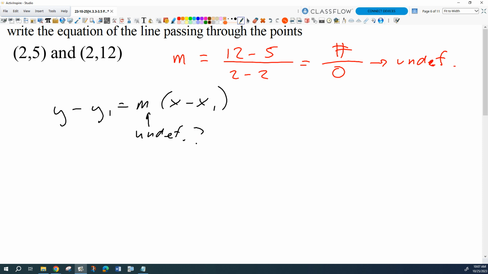Well, what do we associate an undefined slope with? What kind of line? Vertical line. Okay, so then really what this is, we could rephrase this question in our head. We don't have to write this down, but really all we're trying to do is write a vertical line through, take your pick, how about 2,5?